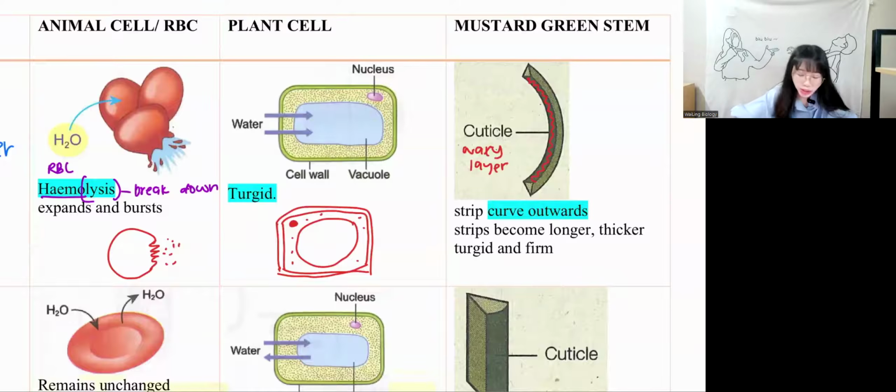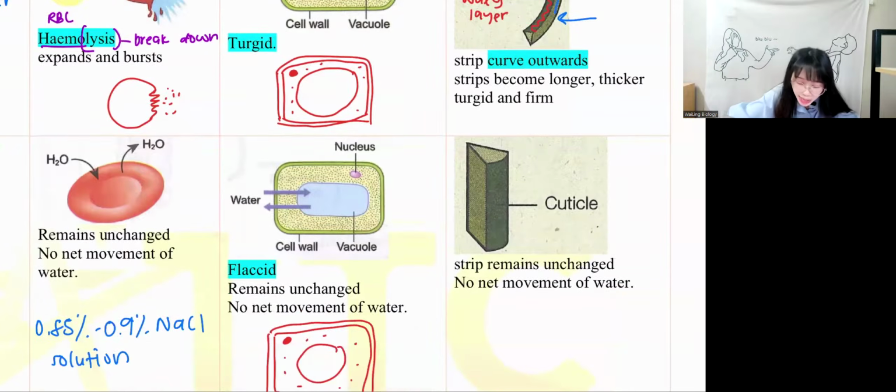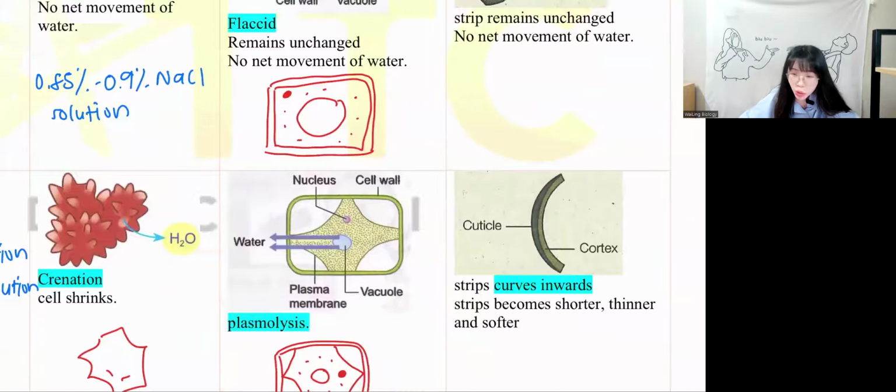When you immerse it into distilled water, does the water diffuse in or out of the cell? In or out? In, correct. Water diffuses in. They curve outwards. They become fatter over here. They curve outwards. Next, the cuticle doesn't take in any water. If it's in an isotonic solution, water diffuses in and out at the same rate, called no net movement of water. It remains the same, nothing changes. If it's put into a hypertonic solution, same thing, the cuticle doesn't take in any water. Water diffuses in or out of the cell?